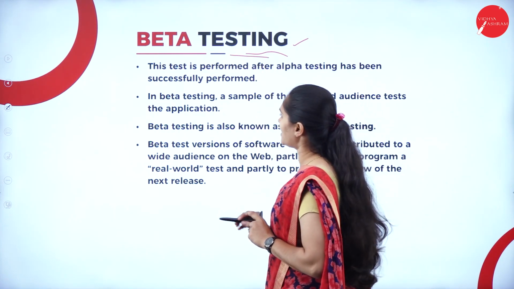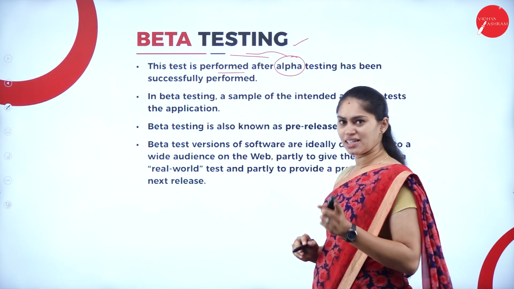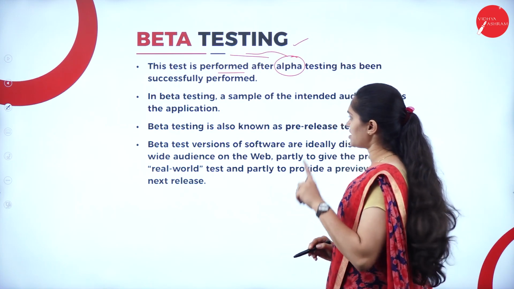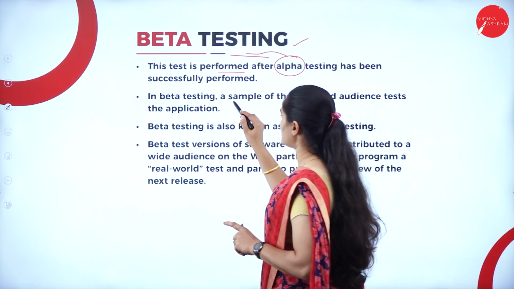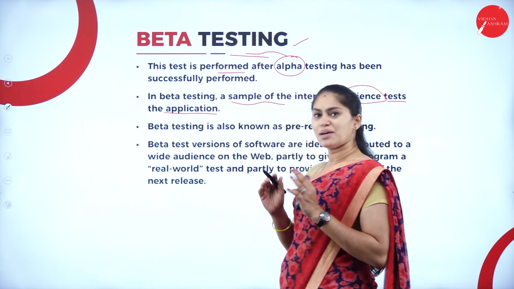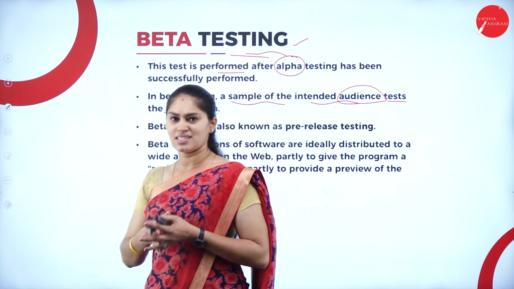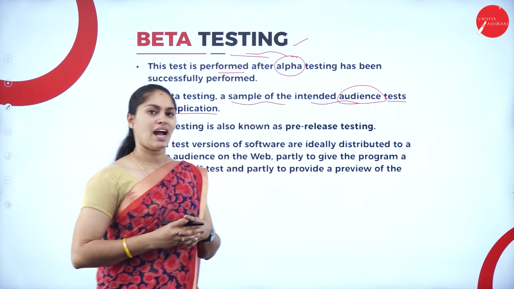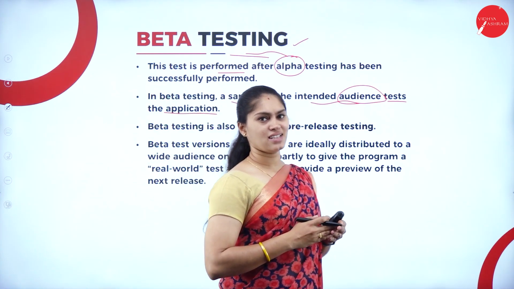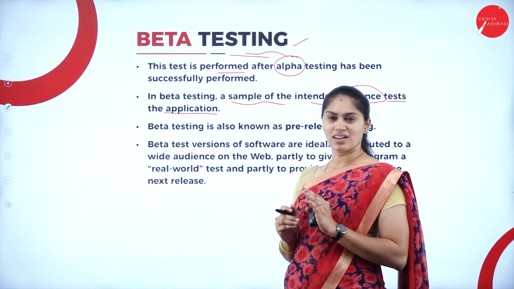So in beta testing, it is mainly performed after the alpha testing. So alpha testing is over, and only then do we have this beta testing. In this, a sample of the intended audience tests the application. It's like a premiere show. Before releasing the movie, they call a certain restricted number of audience, and they watch the movie and give their feedback to check how the movie is.